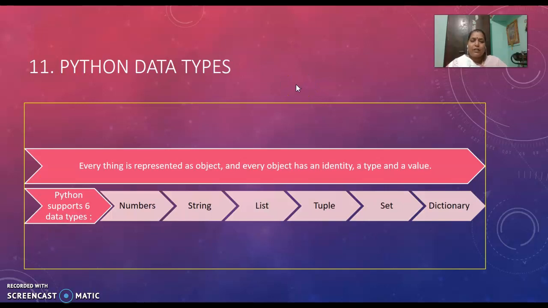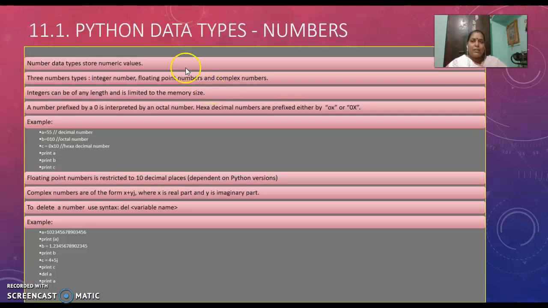Next we are going to see Python data types. In Python, everything is represented as an object and every object has an identity, a type and value. Python supports 6 data types. The first one is numbers, which will handle numeric data, and string, which is a combination of characters, and list, tuple, sets and dictionary. First we will see number data type.